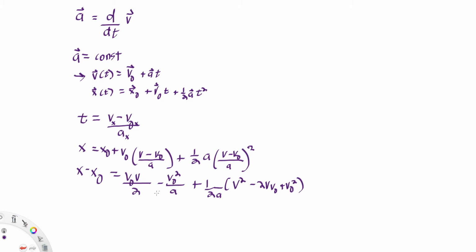All right, and we're almost done now. We're going to do some distribution and break up these terms by themselves. So here we've got v naught v over 2. Or sorry, not over 2, over a. My own handwriting is getting the best of me.